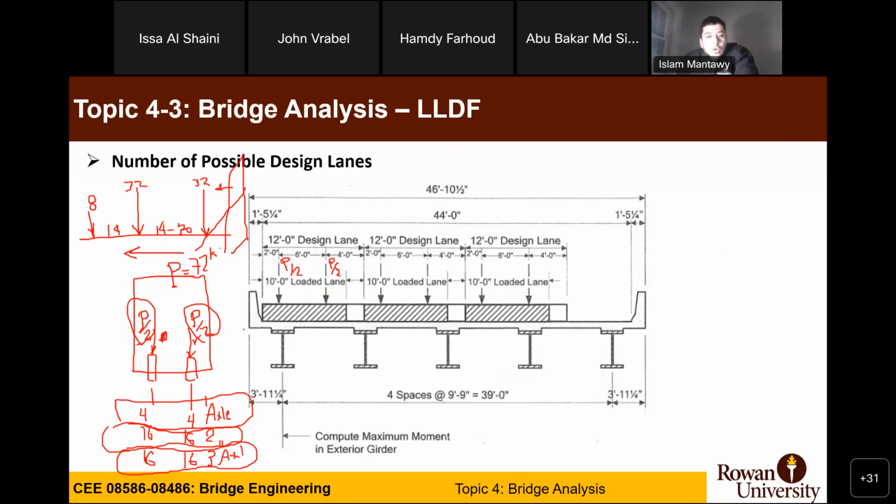Hello. So we discussed last time that the width of the truck is 10 feet, right? So in order to start laying out the lane loads, we start from the edge of the barrier, correct? We place the first wheel. How far from this distance?